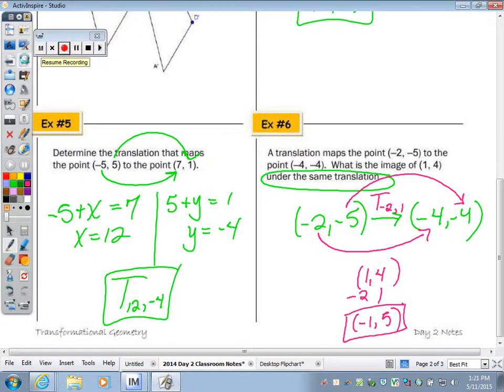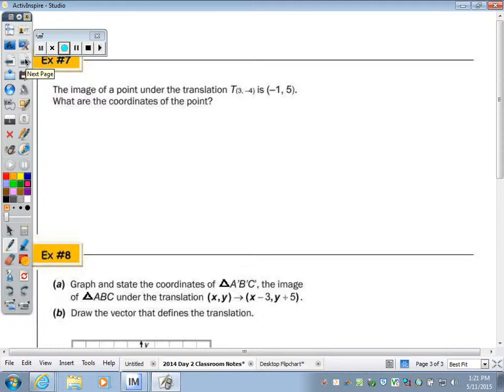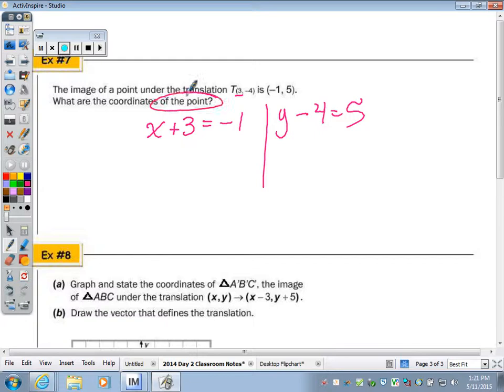On the back of number 7, it says the image. So you have to pay close attention to the wording. That's the result you get. The image under the translation 3, negative 4 is negative 1, 5. So you want to say to yourself, what did I start with? Add 3, end up with negative 1. What did we start with? Subtract 4 and get 5. You're finding the original point given the image.